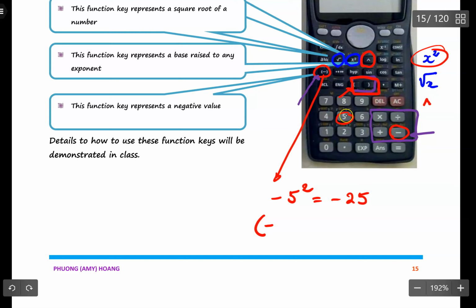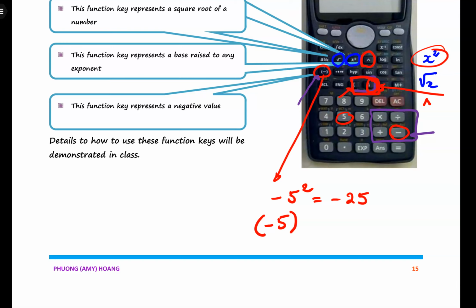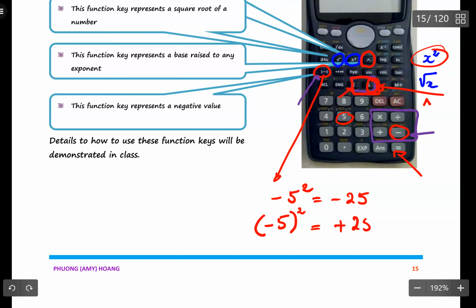And then you press the 5. So there's 5. Press this bracket here. So I press this bracket right there. Okay. Then I should have a closing bracket. You can press the square. So it's the square or x square. It will give you a number 2 as the exponent for this. And press the equal sign. It should give you positive 25.